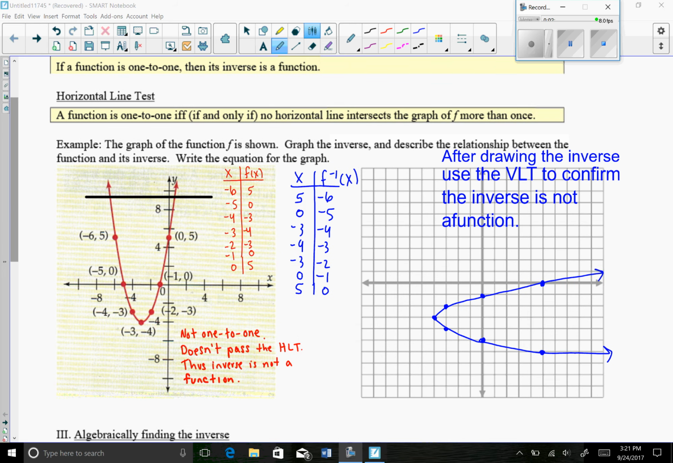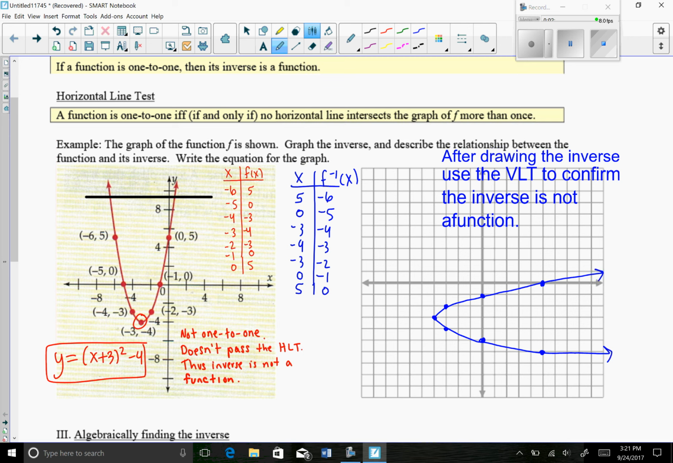Okay, the last part of this says we want to write the equation for the graph, so I'm going to use the fact that we just talked about transformations of functions, and we know this is a quadratic function, so the parent graph is x squared. And for this, I can see my graph has moved to the left 3 and down 4. So we get y is equal to (x plus 3) quantity squared minus 4. And that would be the equation for the graph.